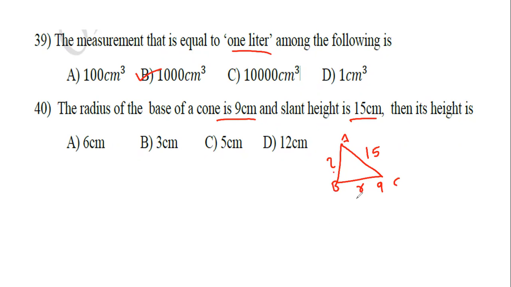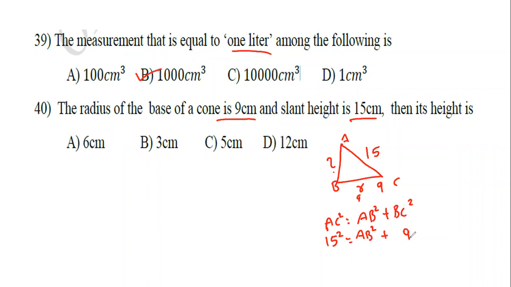Or else directly apply the slant height formula. Take Pythagoras theorem. AC square is equal to AB square plus BC square. AC value is 15 square is equal to AB square plus BC, radius 9 square. Just a minute, AB is the unknown, that is not radius. The value of AB is the height.